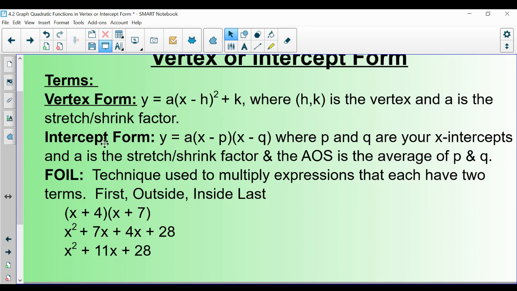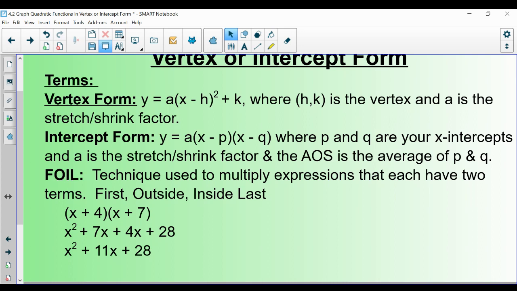We are also going to have intercept form. Intercept form is going to have two sets of parentheses. Rather, vertex form has one set of parentheses with an exponent on it, and intercept form is going to have two sets of parentheses. P and Q are going to be the x-intercepts. We'll go over what this looks like here in a minute. A is still going to be the stretch or the shrink factor, and if A is positive, it'll open up, and if A is negative, it'll open down.